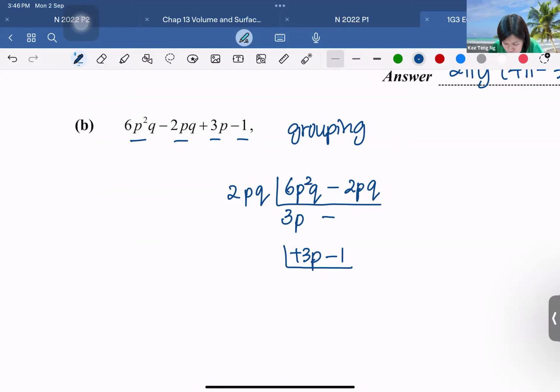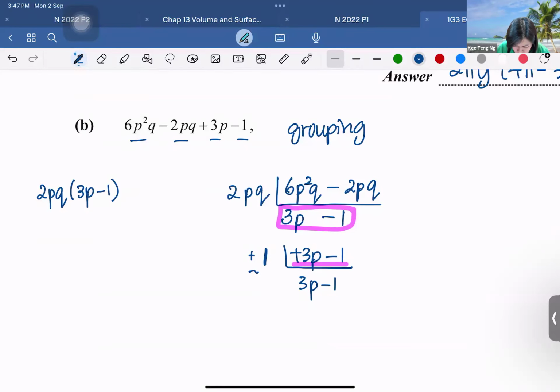Isn't this exactly the same as this one already? So if that's the case, what's my common factor over here that I need to factorize? I factorize out the factor 1. In fact, it's a positive 1. I still get back 3p minus 1. If I were to write this out, some of you might do it this way. You write out the first common factor, I get 3p minus 1. This is a positive 1 with my remaining 3p minus 1.